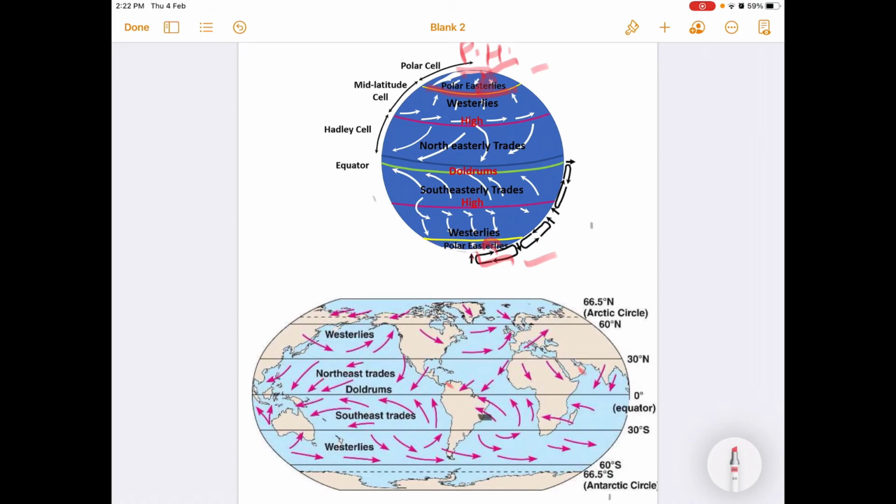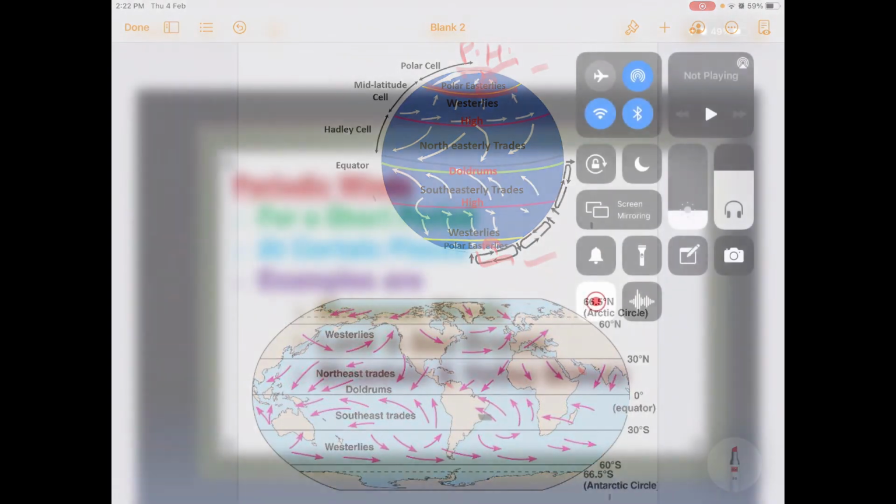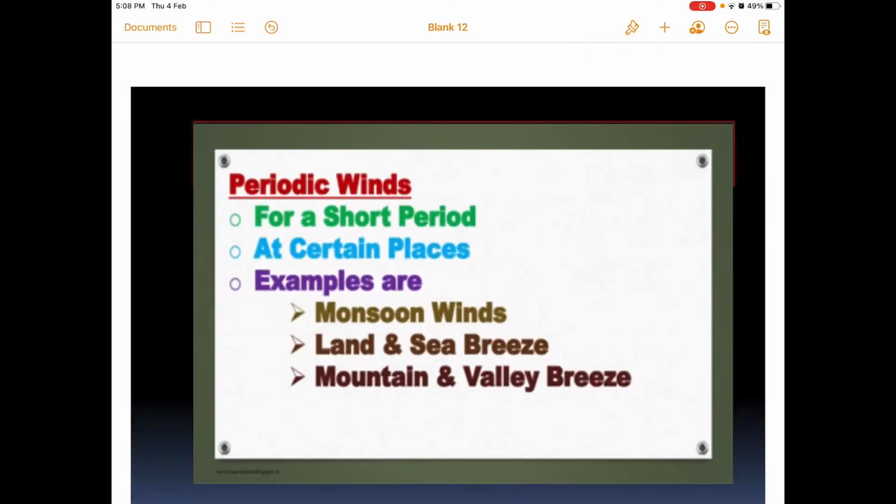Now, next we have the periodic winds. So, the periodic winds are the winds which blow in a certain period of day or certain season only, right, and they are for a short period of time. The winds develop as a result of variation in the local temperature, pressure or humidity, and the examples of these winds are the monsoon winds, land and sea breeze, mountain and valley breeze.